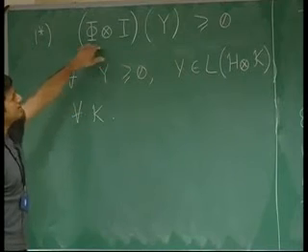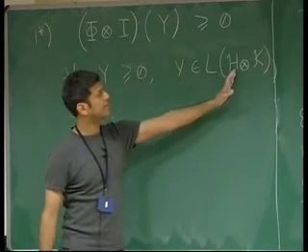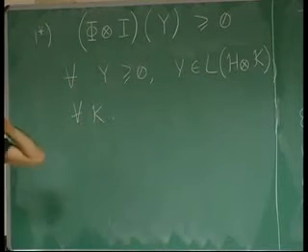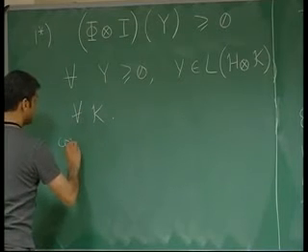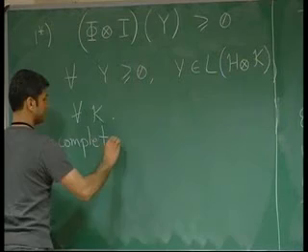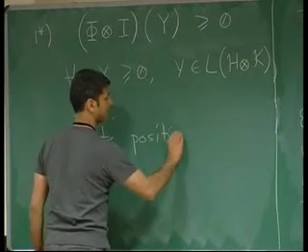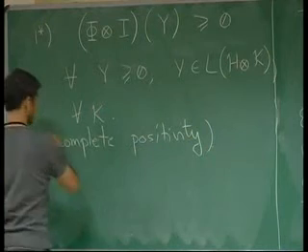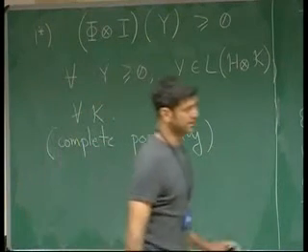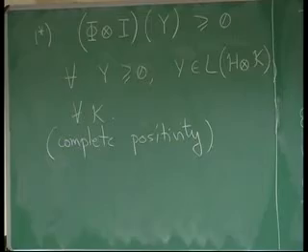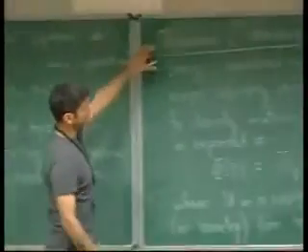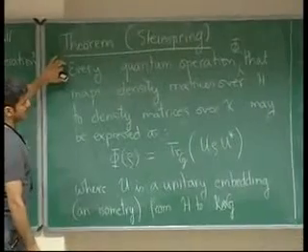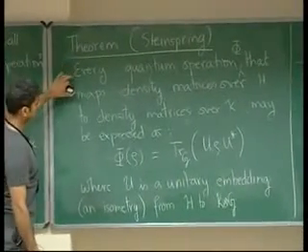Apply phi to only one part of it, the part that corresponds to H, and still you end up with a positive semi-definite operator. This property is called complete positivity. So all quantum operations are completely positive and trace preserving. And in fact, this theorem due to Stein-Spring applies to all completely positive trace preserving operators.